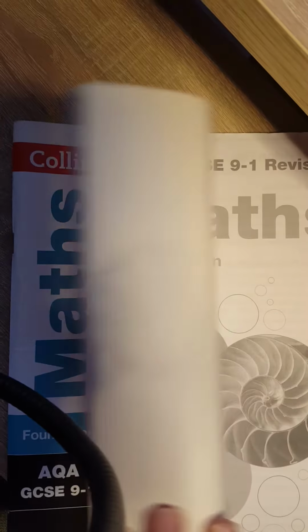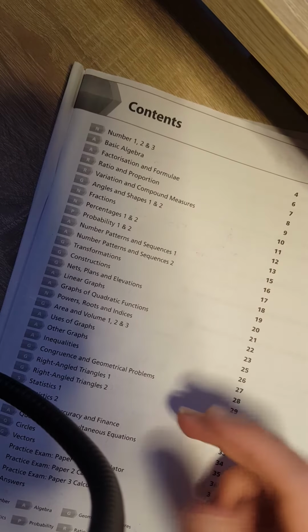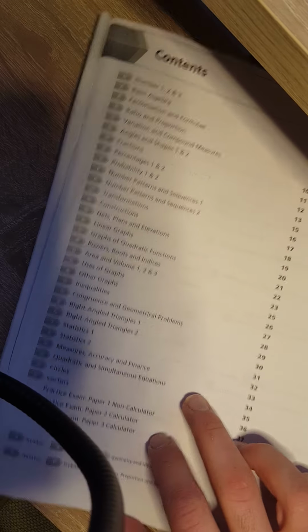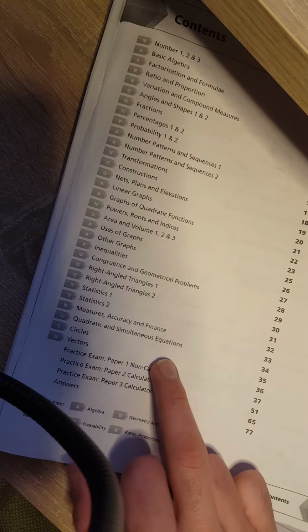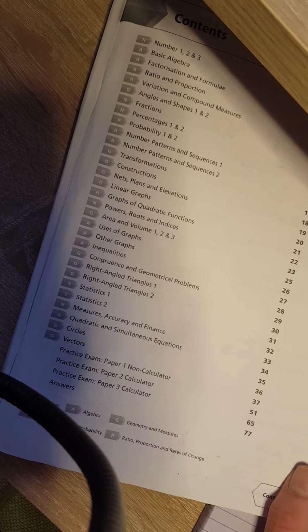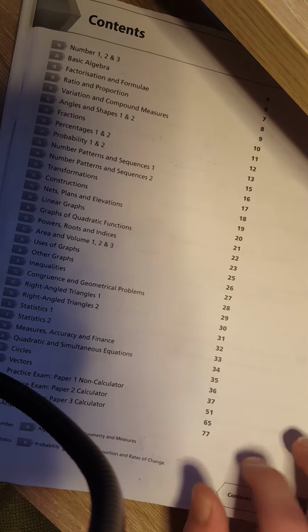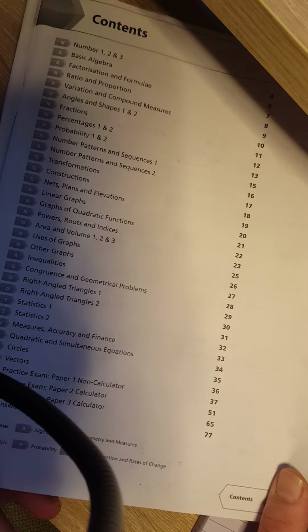So that's the book, and the topics inside it are as follows: numbers, basic algebra, ratios, triangles, right angle triangles, quadratic and simultaneous equations, measures, accuracy and finance. Hopefully we'll try to solve most of them. That would be very helpful and really beneficial to students who are doing GCSE.